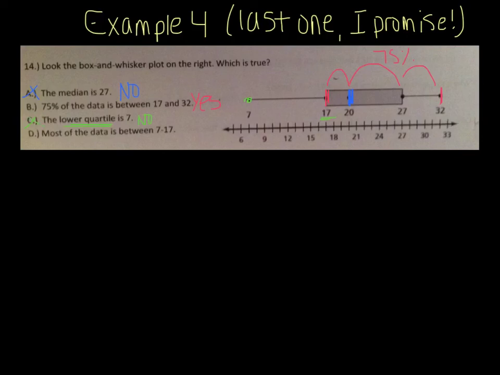And for D, most of the data is between 7 and 17. And again, I know better than that because I know that just because the whisker's longer doesn't mean there's more data there, right? It just means it's more spread out. So no, there's not more data between 7 and 17. We can rule that one out, confirming that letter B was the correct choice here. That 75% of the data is between 17 and 32.